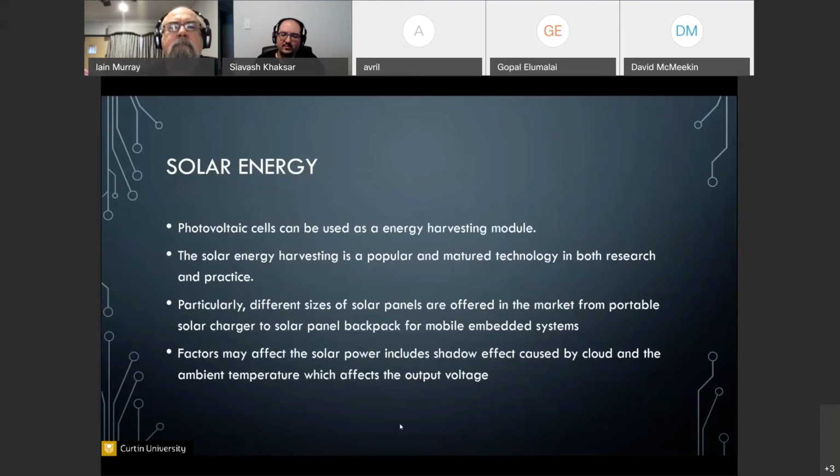With solar power, of course, it's very popular here in Australia. It's becoming popular in terms of people having solar panels on their roofs and using that for power. It's popular and a mature technology in both research and practice. In practicality, different sizes of solar panels are offered in the market, from portable solar chargers to solar panel backpacks for mobile embedded devices. There have been a bunch of Kickstarter projects showing up with those. The factors that may affect solar power include the shadow effect caused by clouds and the ambient temperature, which affects your output voltage.